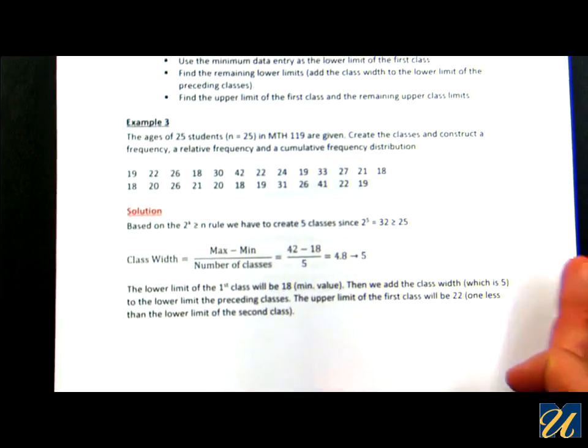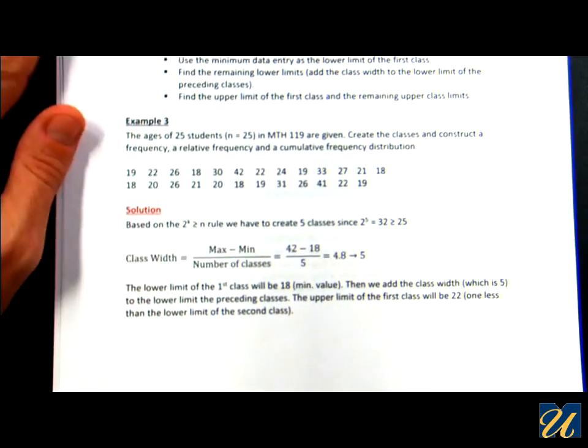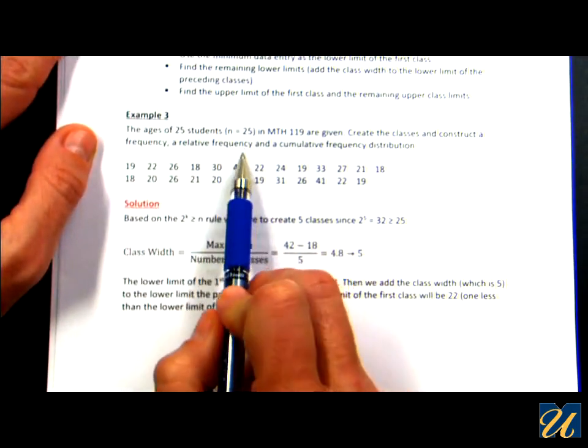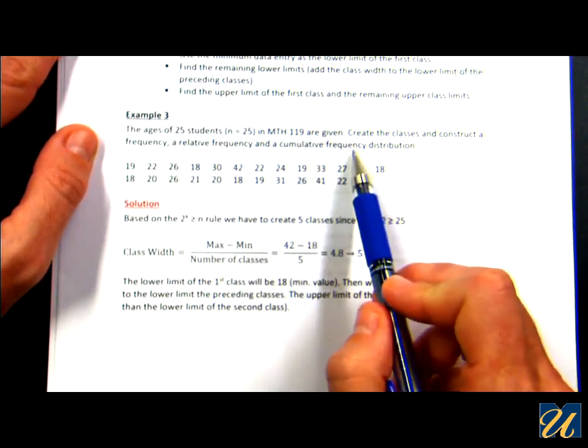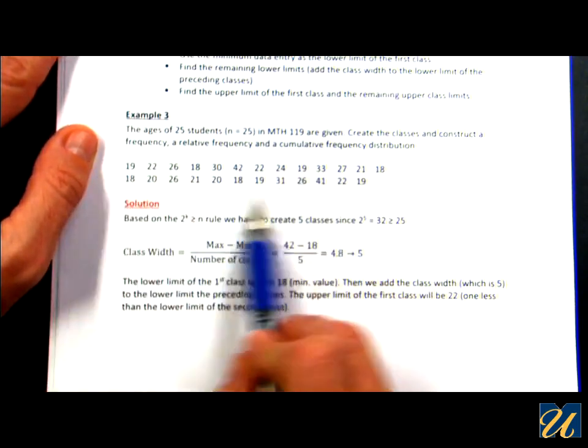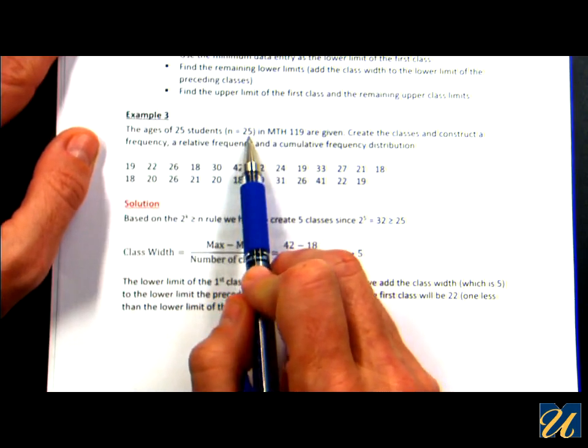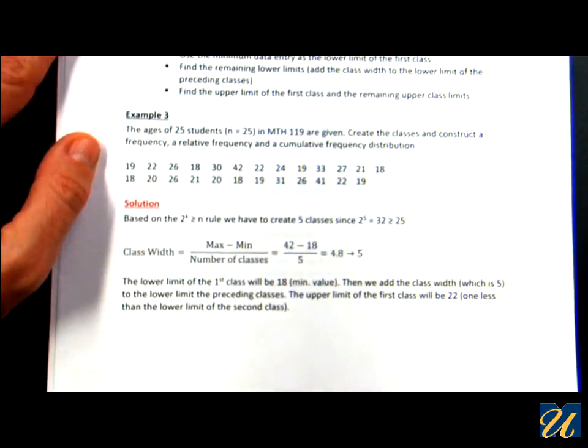The ages of 25 students in Math 119, which means that your sample size is equal to 25, are given below. Create the classes and construct a frequency, a relative frequency, and a cumulative frequency distribution. So this is the data that you are given. The data consists of 25 entries. In some cases, it will be stated: create 5 classes, create 6 classes, create 10 classes.